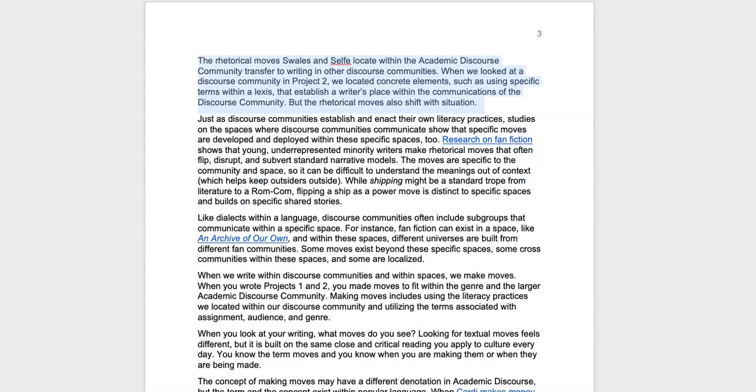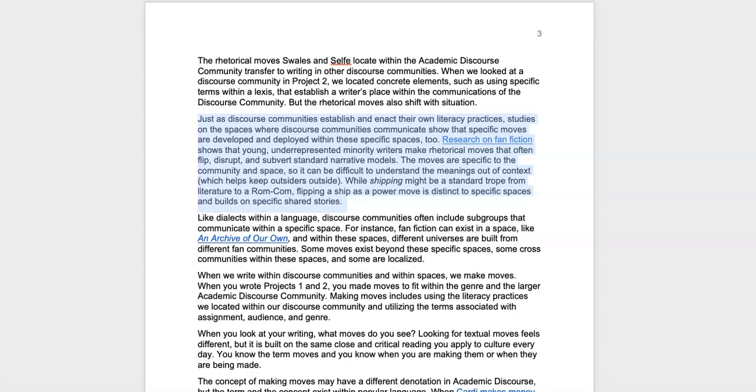The rhetorical moves Swales and Self locate within the academic discourse community transfer to writing in other discourse communities. When we looked at a discourse community in Project 2, we located concrete elements, such as using specific terms within a lexis, that establish a writer's place within the communications of the discourse community. But the rhetorical moves also shift with situation. Just as discourse communities establish and enact their own literacy practices, studies on the spaces where discourse communities communicate show that specific moves are developed and deployed within these specific spaces too.